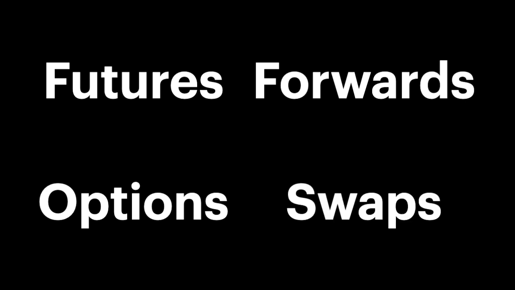Derivatives are contracts that derive their value from one or more underlying assets or benchmark. There are various types of derivatives, the most common being futures, forwards, options, and swaps. But like anything else, there are layers to this. The derivatives landscape is vast.